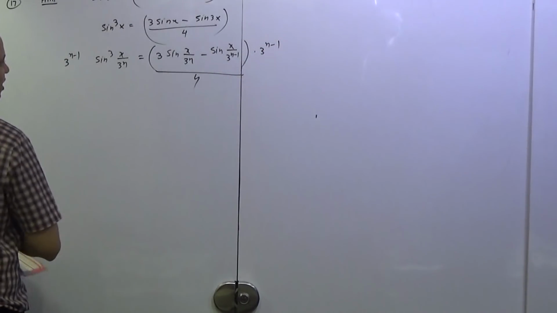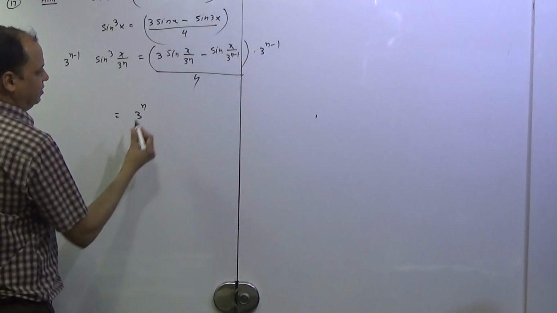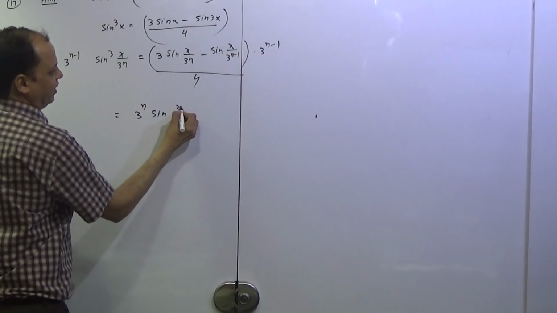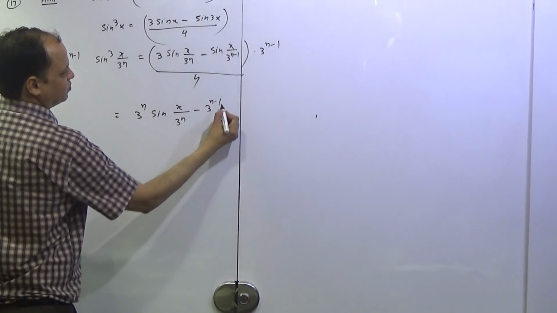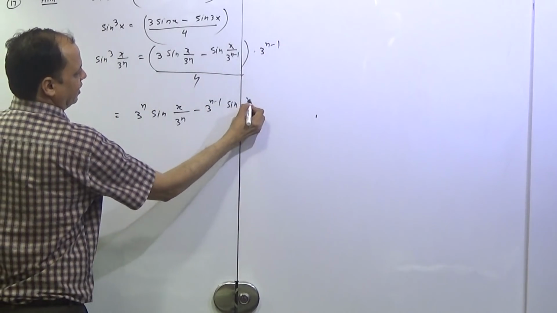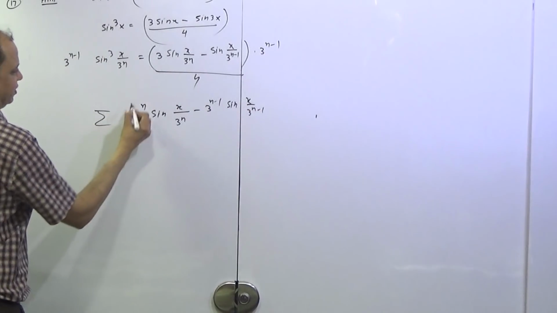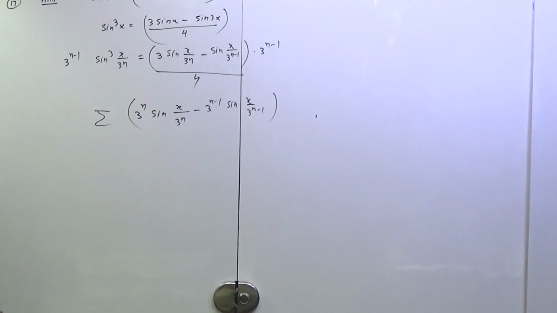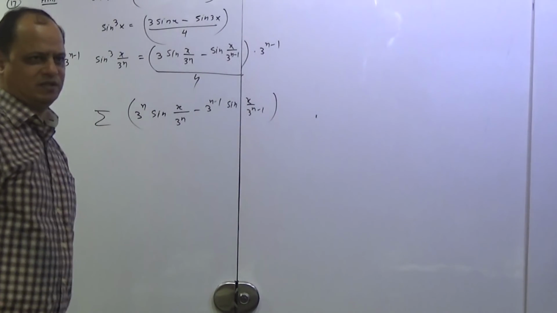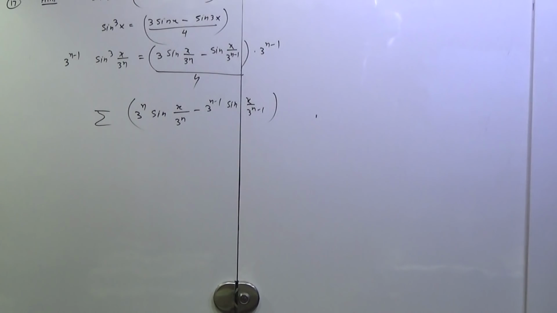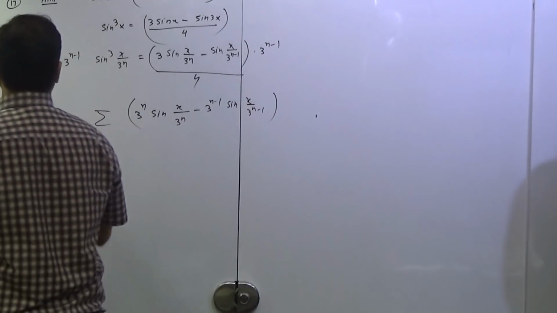Just look at this now. Multiply this with 3 to the power n minus 1. What do you get? 3 to the power n sin of x by 3 to the power n, minus 3 to the power n minus 1 sine of x by 3 to the power n minus 1. I guess now it's telescopic. You'll get a standard function and a very good limit in the end. You can solve it easily, for sure. Are you clear? Yes, sir. Okay, question number 17 done.